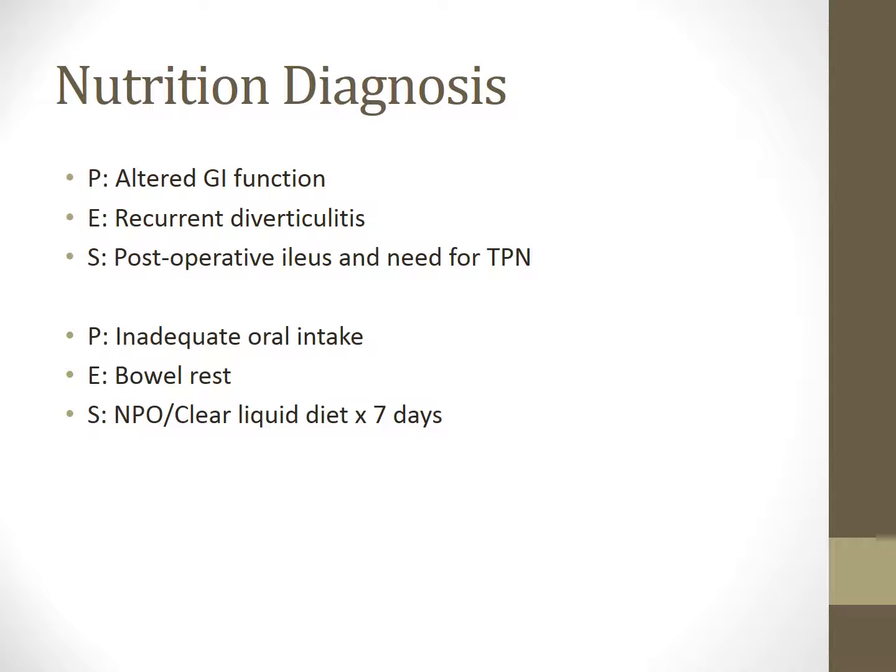For the nutritional diagnosis needed for patient MH, first we had altered GI function as a problem because she was admitted for recurrent diverticulitis. And then we saw this through a postoperative ileus and the need for TPN. She was also having inadequate oral intake during this time because she was NPO or on clear liquids for approximately 7 days due to bowel rest.